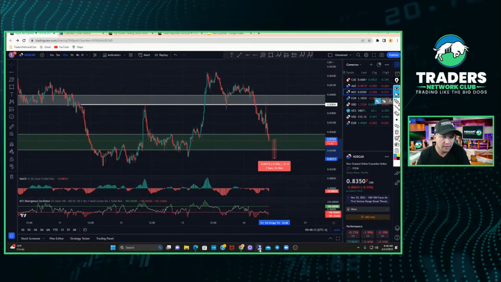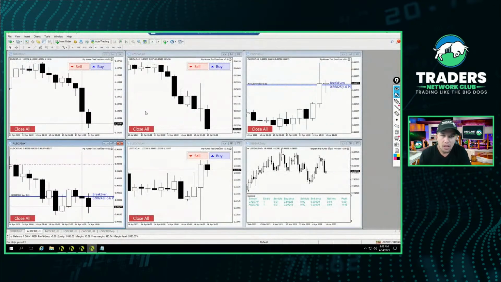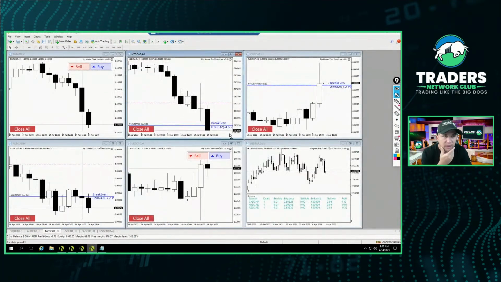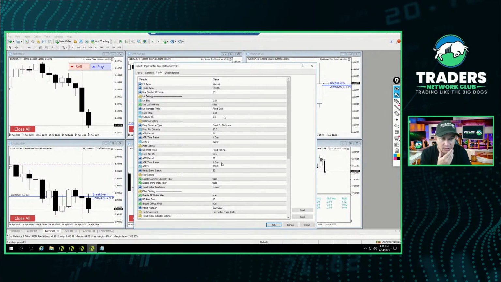So I'm going to go ahead and go to New Zealand CAD here. We're going to go ahead and buy. And I'm going to go ahead and set your New Zealand CAD. Make sure it's a 20 pip distance, which is set to 25. So I'm going to go ahead and set this at 20. And we're going to ride with that.